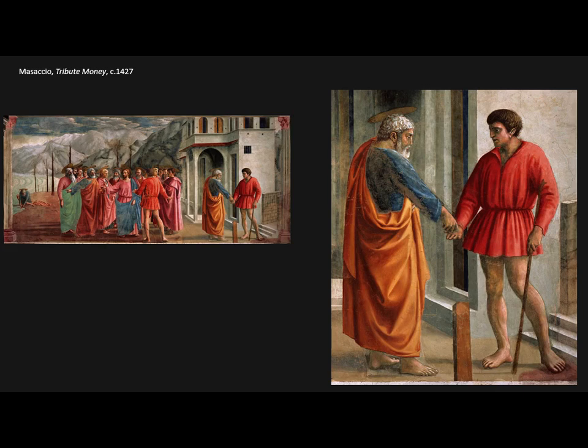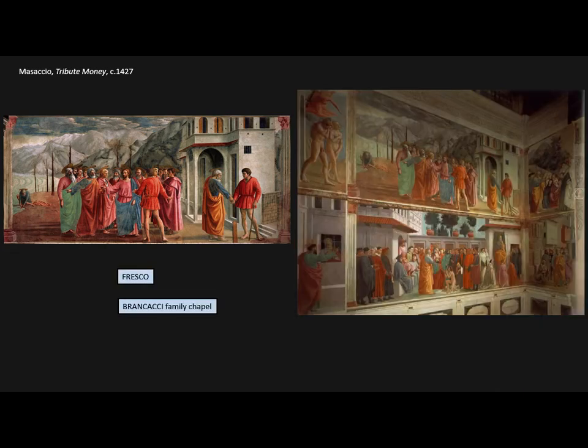The miracle has been put somewhat in the background. Now again, this work is a fresco, which is common in Italian pictures from the Renaissance. It's from a family chapel, a private side chapel in one of the churches in Florence. And the family that paid for it was the Brancacci family.